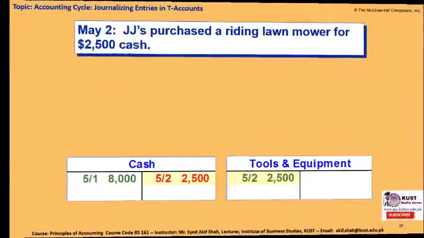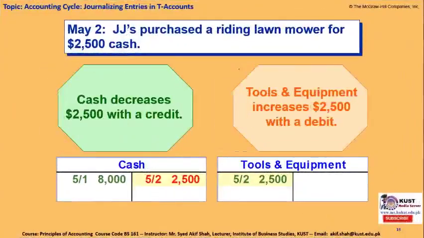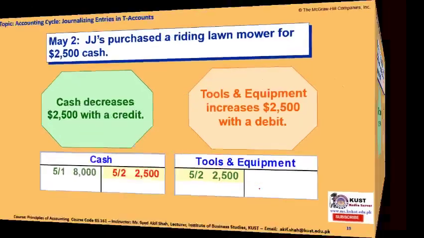So what impact will this transaction have on our T accounts? As we can see, when there is a decrease in cash, it is recorded as a credit. So therefore $2,500 is mentioned in the credit column. The second asset account has been generated with the title of tools and equipment. And as we know that tools and equipment has been increased, when there is an increase in any asset, it is recorded as a debit entry. So the same has been done in this T account.